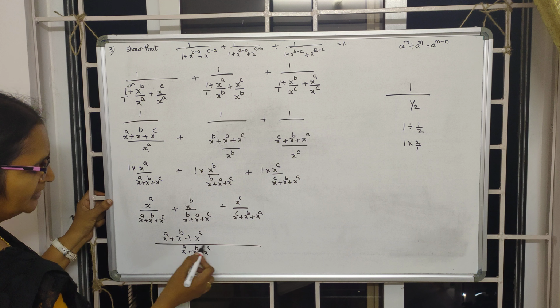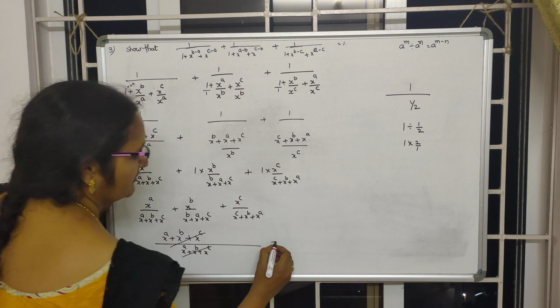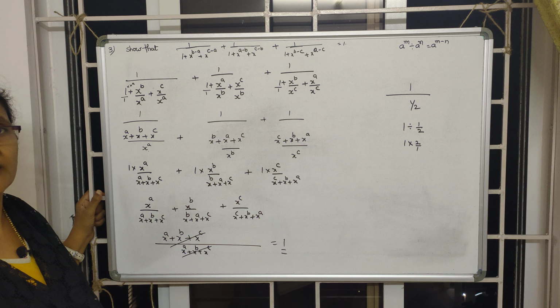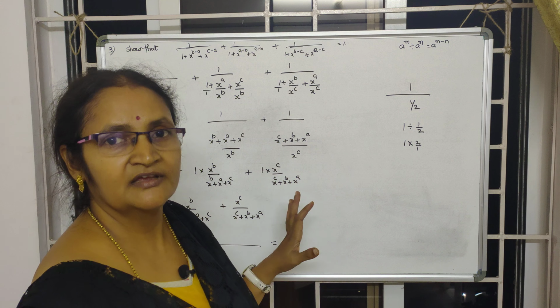Then both numerator and denominator are representing the same value, so it gets cancelled. This value is 1. That is LHS, that is RHS. Clear? Thank you.